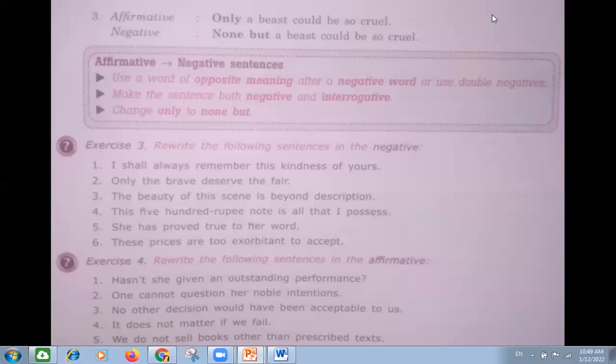So once again, I'm repeating the second one: her noble intentions are unquestionable. Right, everyone? So we need to be careful about how we're going to put it. Lower down your hands, everyone, so that we can go ahead. The rest of the sentences you will all do yourselves. Right, everyone? Sanchi, lower down your hand also.